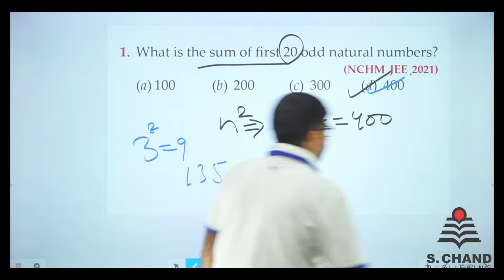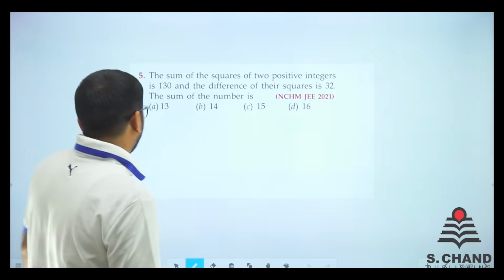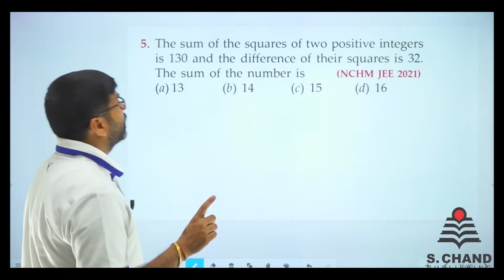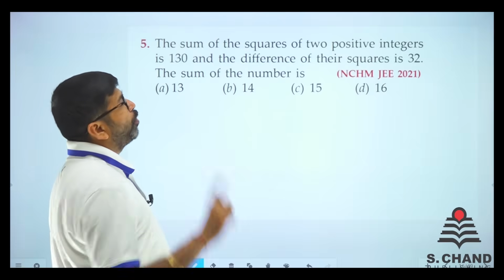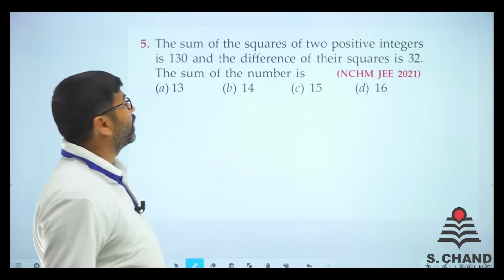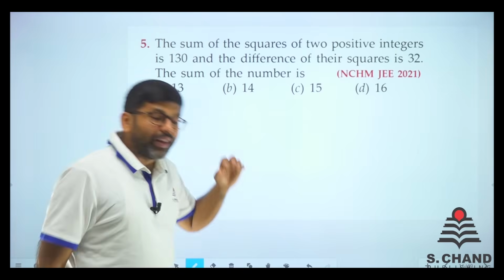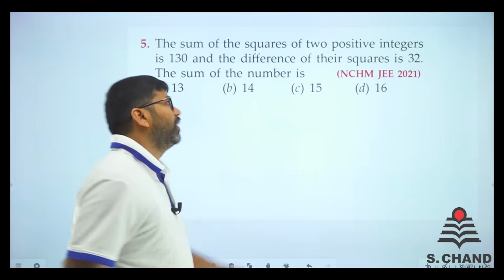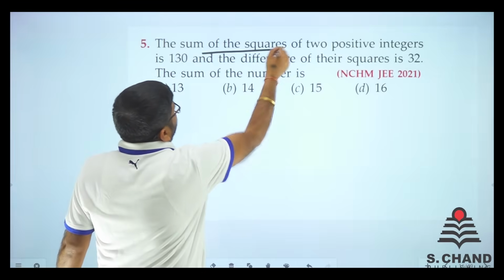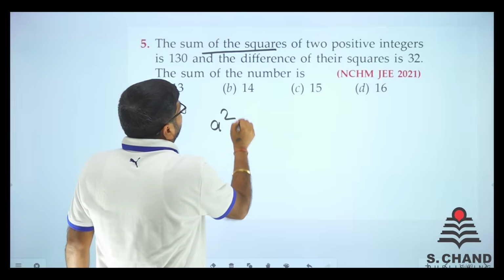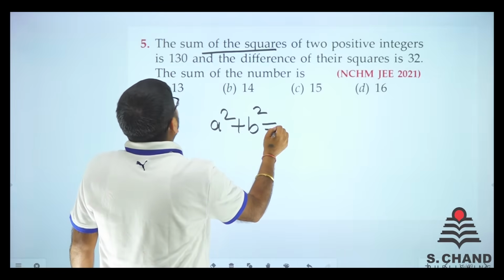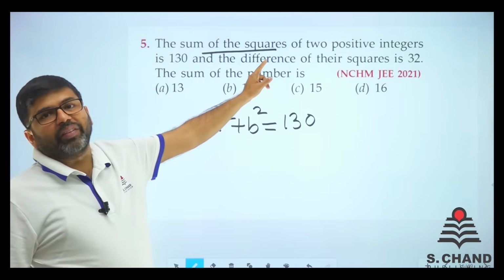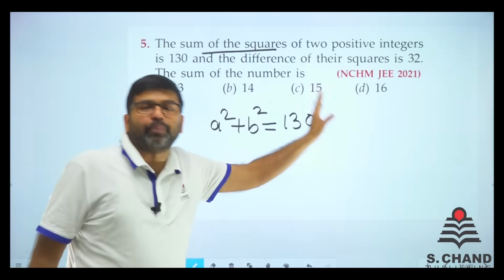Let's move on to the next question. Here we go. Question number 5 with us. Let's see what it says. The sum of the squares of two positive integers is 130. Once it was written as square of the sums, and once it is sum of the squares. It says a square plus b square is equal to 130, where a is one of the positive integers and b is the other.